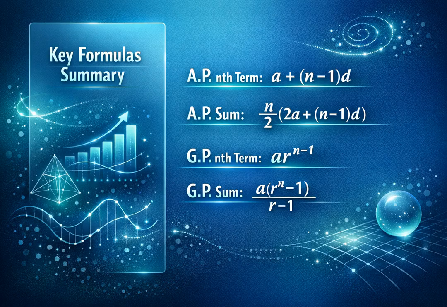Key formulas to remember. For AP, the nth term is a + (n - 1)d, and the sum is n/2 times (2a + (n - 1)d). For GP, the nth term is a times r^(n-1), and the sum is a times (r^n - 1)/(r - 1).